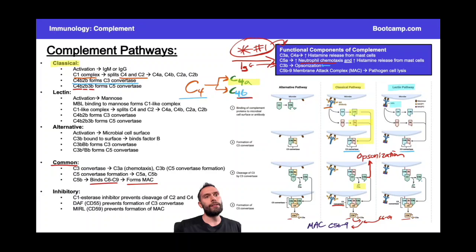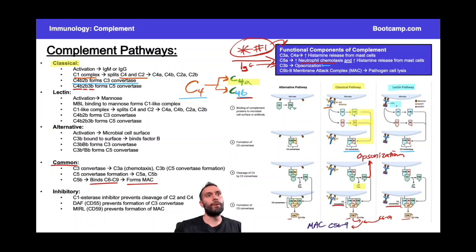And then C3b can either go on to do opsonization or can go into this next step to form the C5 convertase. C5 convertase, it says what it does in the name. It converts C5 to C5b and C5a. C5b can combine with C6 through C9 to form the membrane attack complex. Go right back down the common pathway. So the only difference between the classical pathway and the lectin pathway is the first step.